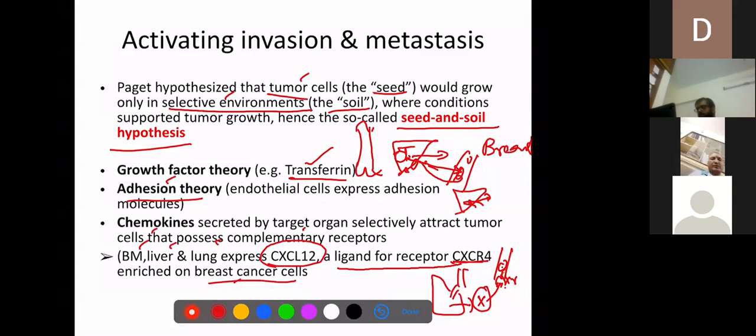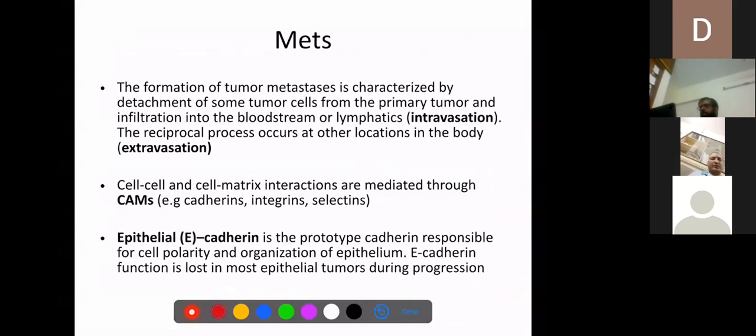Okay, so these are all theories. These are all the possible ways. Studies have also been done, and they indicate that these are all the possible ways certain locations harbor certain types of cells. So metastasis. How does metastasis occur?